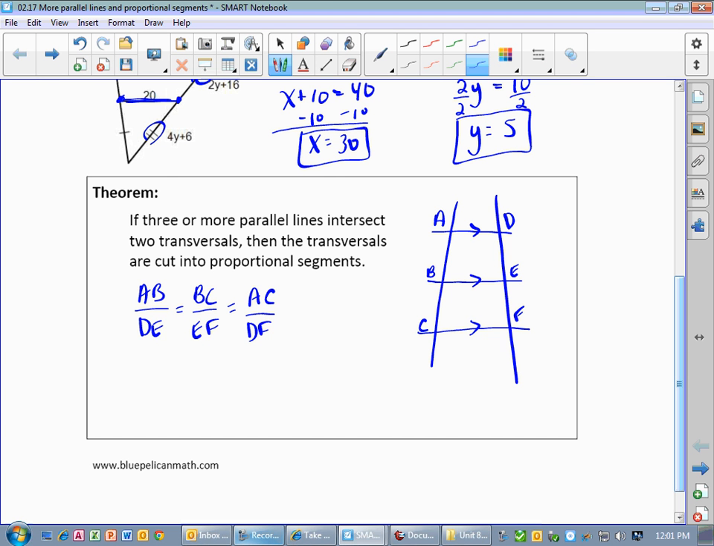So we can write our proportion using any two of those. We can also, like we saw on Friday, replace anything that's at a diagonal. So like the ratio of DF to DE will equal the ratio of AC to AB. There's actually a lot of different proportions here that will be true.